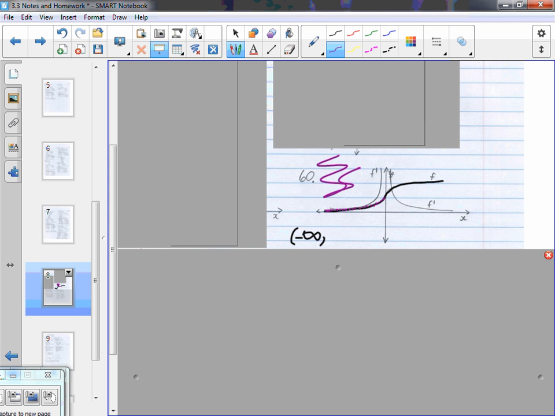Where can weird things happen on graphs? Where do graphs change directions? Critical numbers. And critical numbers, that's where derivatives can change signs, right? So critical numbers are important. They may give us something really important like a max or a min. They may end up being nothing.